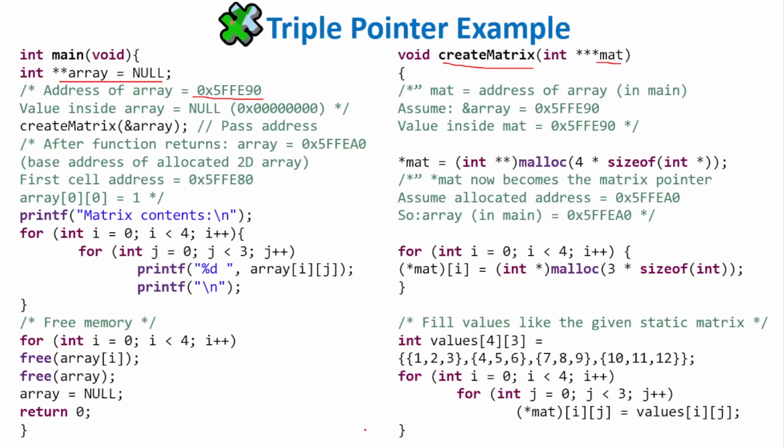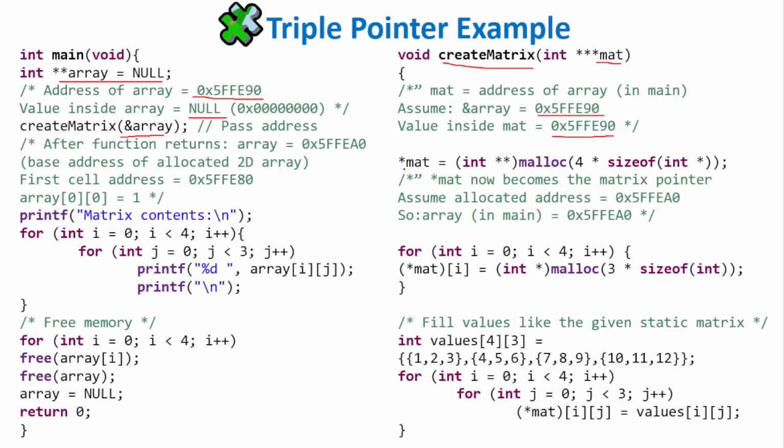Triple pointer example. In this program, the variable array in main is a double pointer whose address in memory is assigned to be 5FFE90 and its initial value is null. When we call createMatrix with the address of array, the address 5FFE90 is passed to the function and stored in the parameter mate. So mate now contains the address of array.